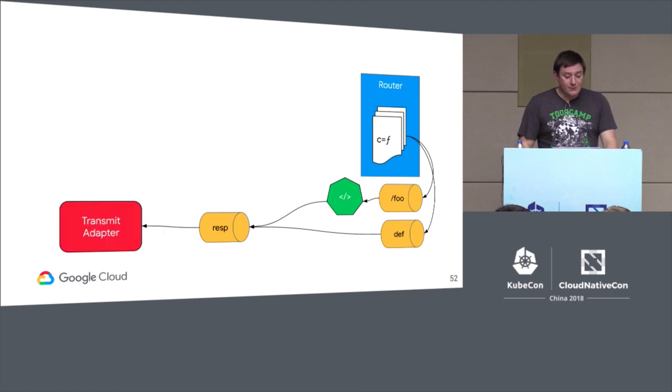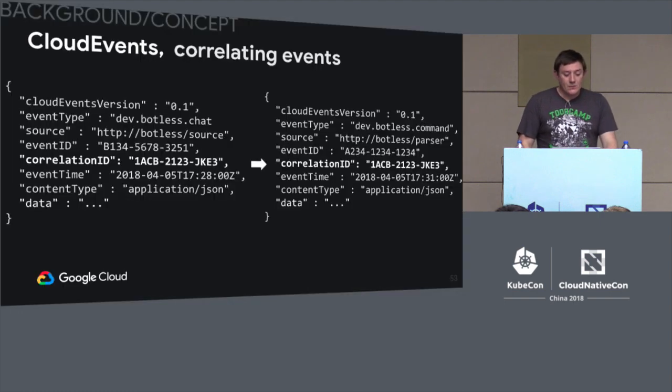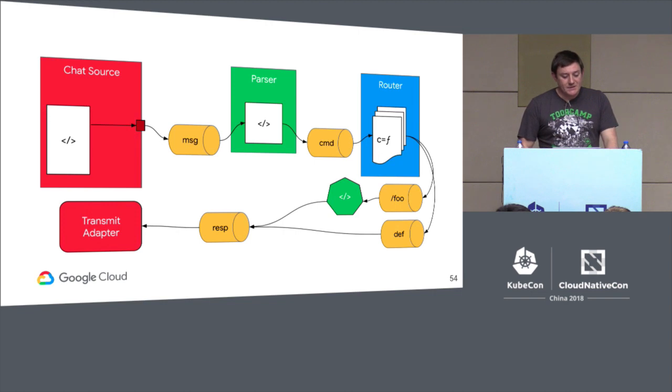We also need a way to remember which user issued the original command. We can use an extension on CloudEvents to correlate events from which the original message came. Here we can see the channels explicitly called out in the architecture with implied subscriptions. Now we have the chat source and the transmit adapter, and we will come back to that.